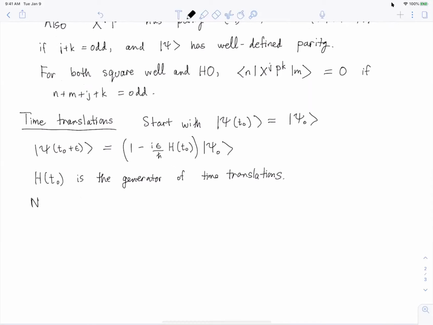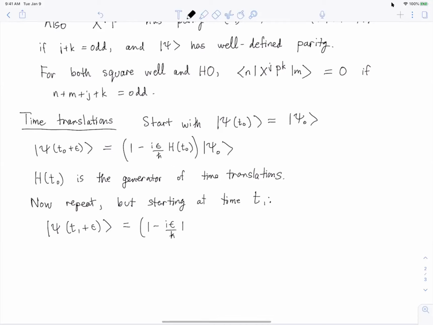Okay, so now repeat, but starting at time t1 instead. Then the state at time t1 plus epsilon is going to be identity minus i epsilon over h bar. This time I have to use the Hamiltonian at time t1, but I'm assuming I'm starting with the same initial state, psi 0.